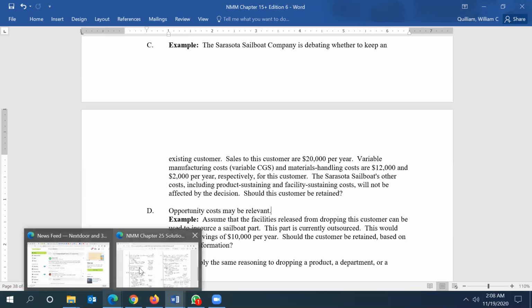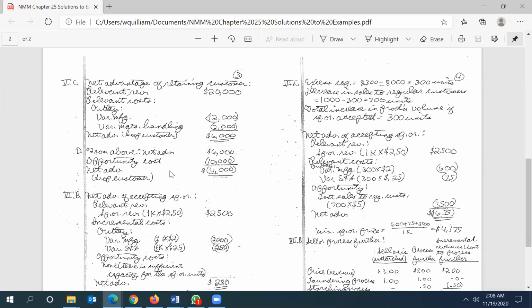Okay, again, coming back to my PDF solution. Well, first of all, the same things from above, this net advantage that we saw of $6,000. However, things have changed now. We have an opportunity cost because if we keep this customer, we must give up this $10,000 of savings. That's a negative situation, so I have it in parentheses as a negative number. So we have a net disadvantage of keeping the customer, $4,000. If we keep this customer, we would lose $4,000 of profit. We don't want to do that. The decision is to drop the customer.